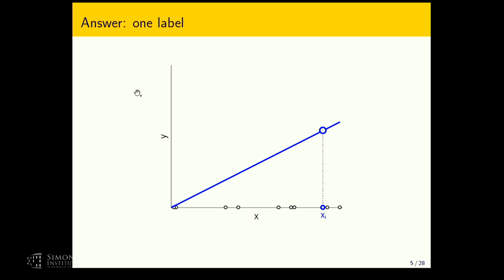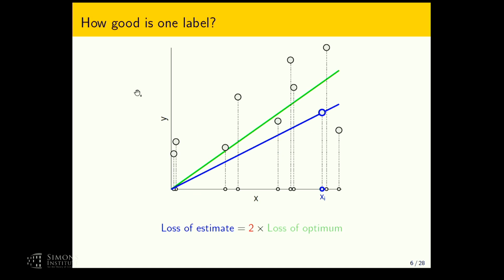What that means is, we query one point xi, we receive one label. Naturally, we're going to predict with the line that goes to that point. Here, we assume there's no bias term in the linear regression example, so the line goes through the origin and the point. And we can show that if xi is properly chosen, then this blue estimate from just one point has a loss on the whole data set that is within a factor of 2 of the loss of the optimum estimate based on all of the samples.